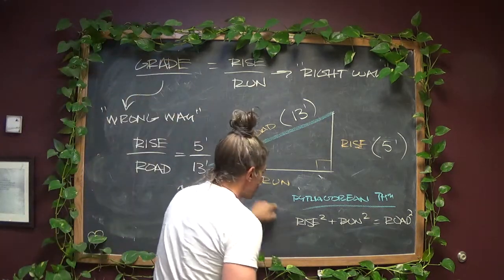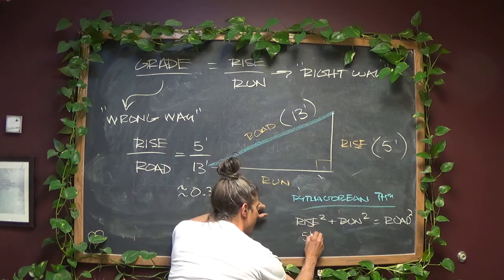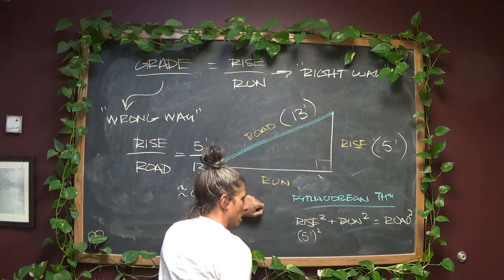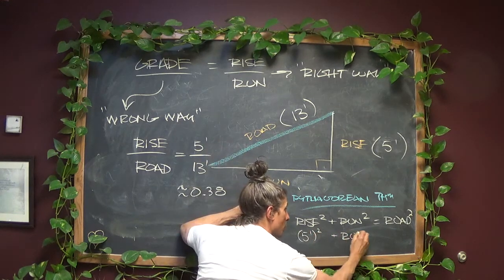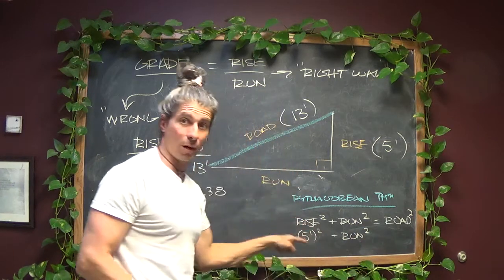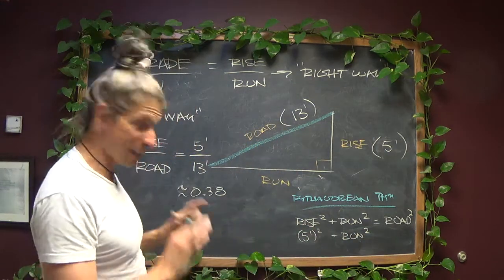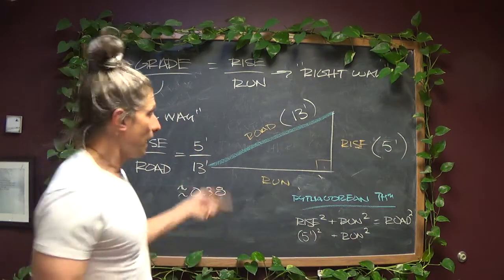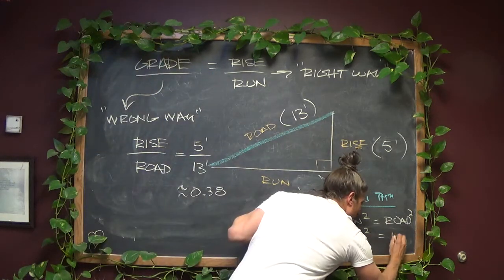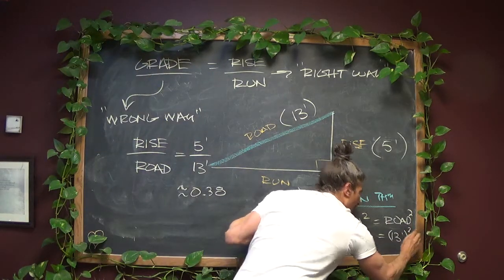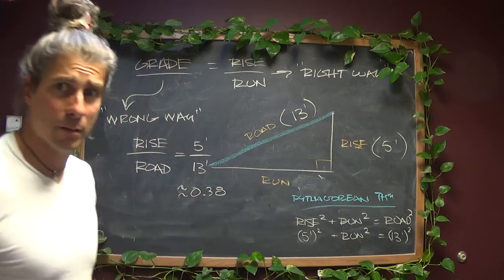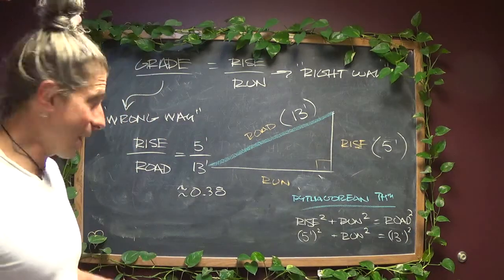The rise squared would be 5 feet squared, plus the run squared, which we don't know. We're trying to figure out what that run is. We do not know what that run is, so we're going to leave it as just the word run. Equals the road squared, so that's 13 feet squared. Okay? Now we've got to do a little teeny tiny bit of math here.